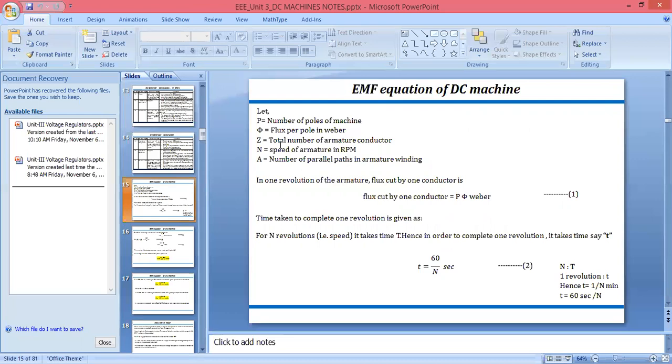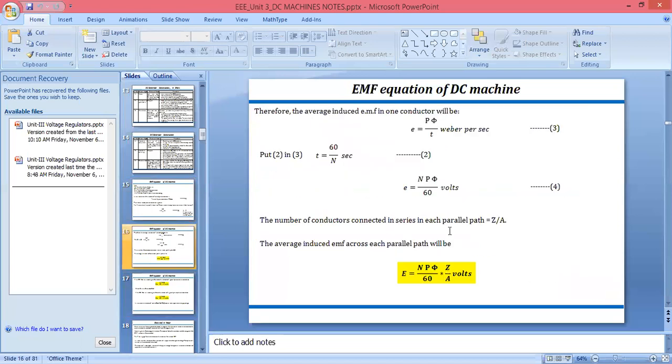And we know when we use the DC motor or the DC generator, the armature winding conductors are in parallel paths. So we derive the number of conductors as Z upon A. So you will get the idea about the number of conductors connected in series in each parallel path. So EMF equals the EMF in one conductor into the number of conductors connected in series. So you will get E equal to N P phi upon 60 into Z upon A.